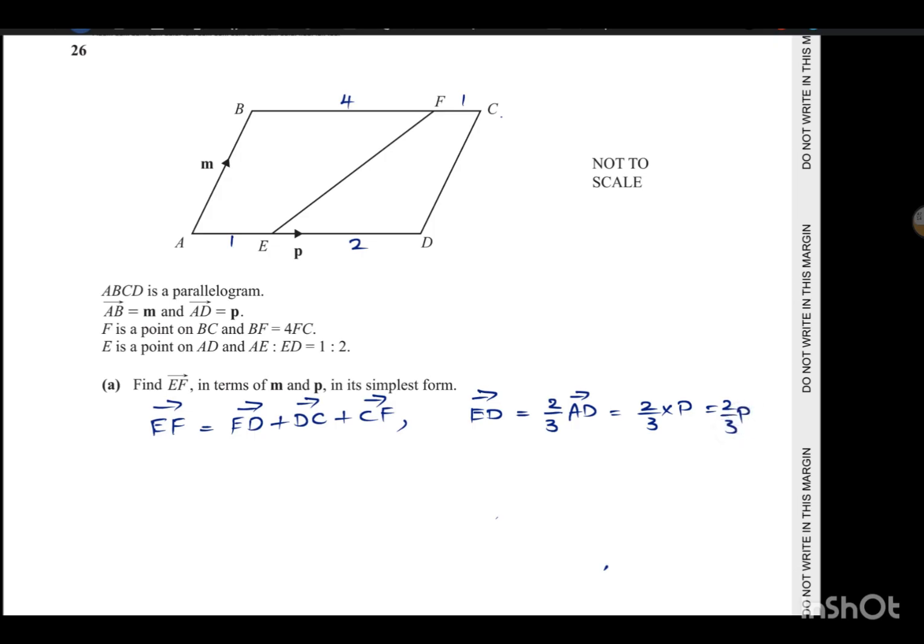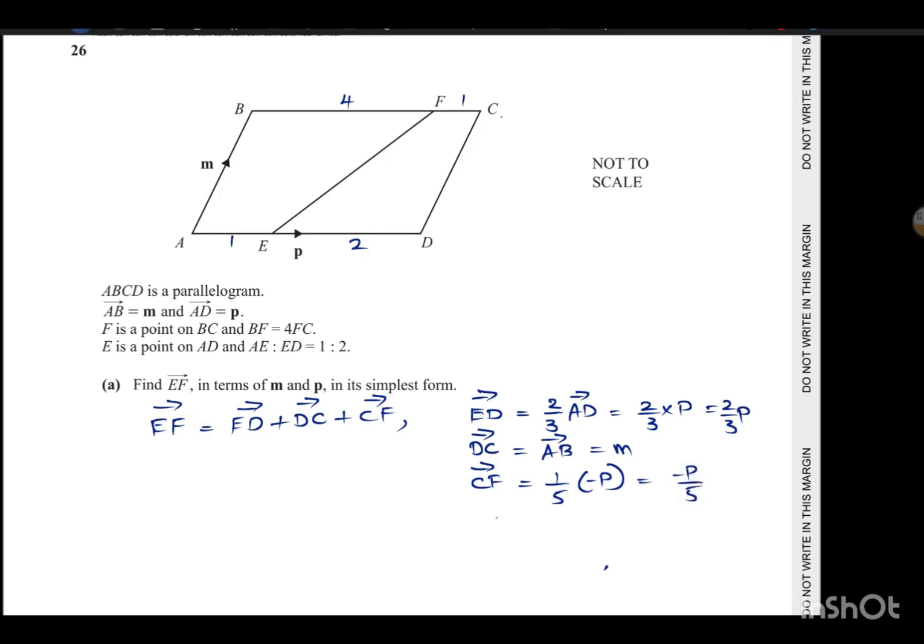Then we need to find out DC. DC is parallel to AB, so it will be M. DC is AB, so it is M. Then CF now. CF is in the opposite direction to AD. So instead of P we take minus P, but it is part of that. So it is 1 out of 5 parts of P, and it is negative because it is the opposite of FC. So it will be minus P by 5.